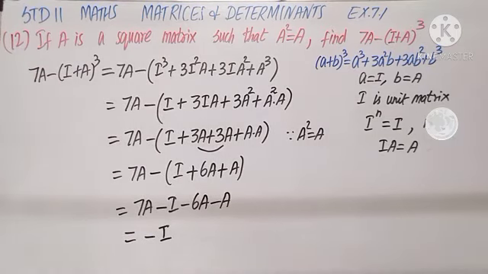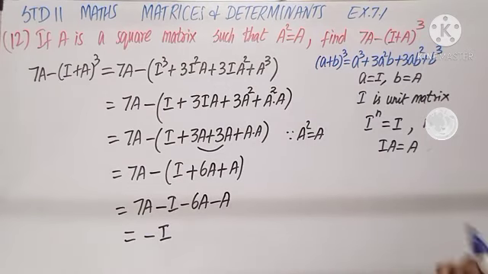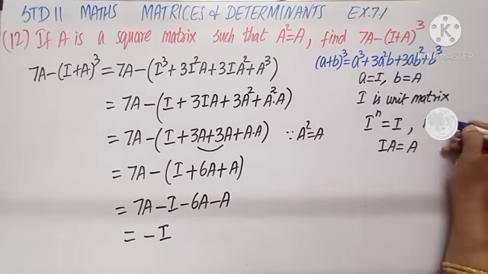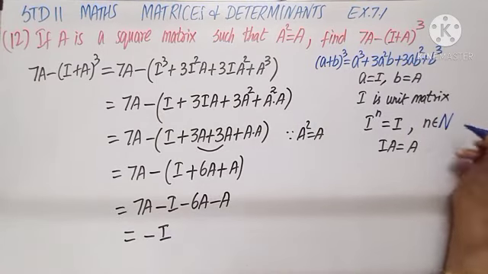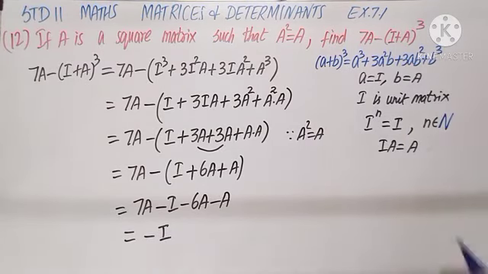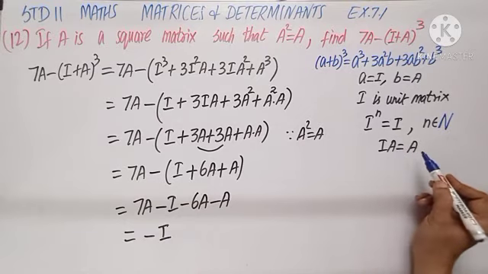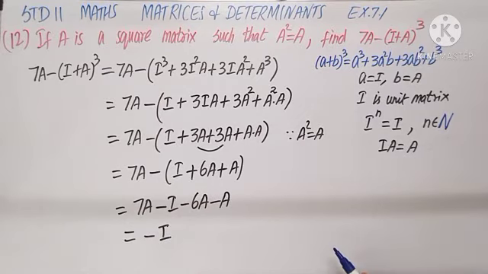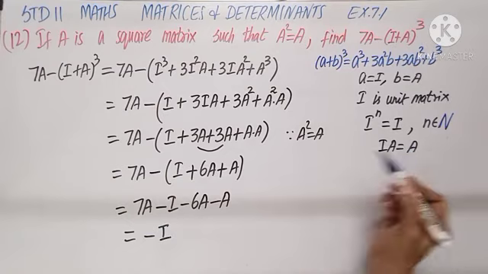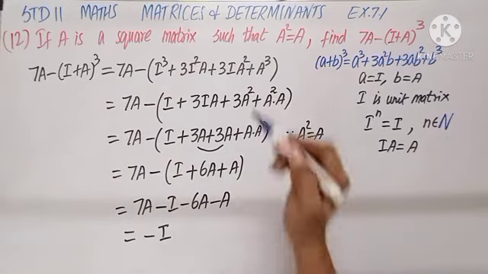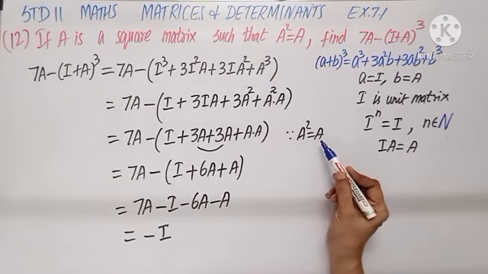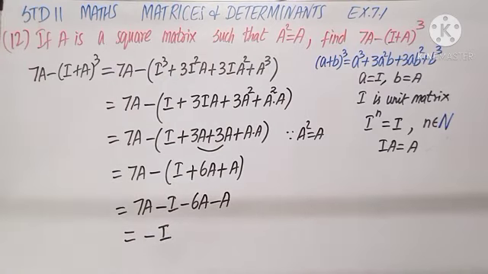So it's an important problem to understand I raised to any natural number. I will say it is I only. I into any matrix gives us only that same matrix. So having this idea, we can deduce the problem. Wherever A square is coming, let us put A and we will arrive at the answer.